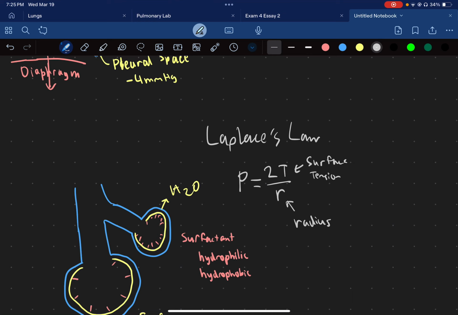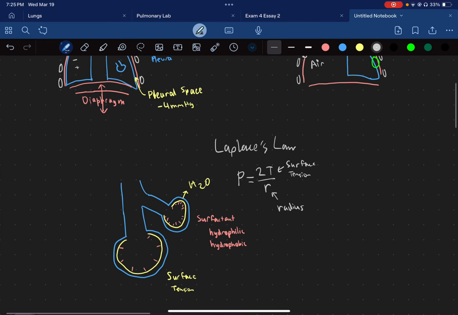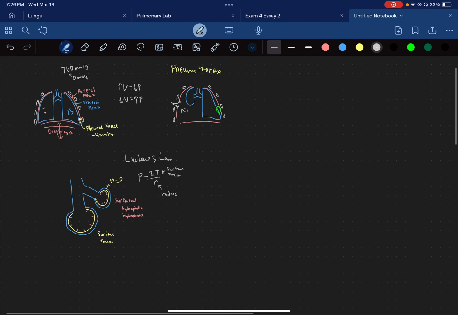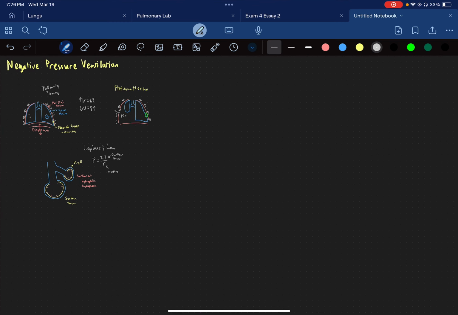So whatever pressure there is in the alveolus, it needs to be countered when we're exhaling. It needs to be countered by surfactant, so that it does not collapse. So this brings us to our next part. What happens if we have a lack of surfactant?